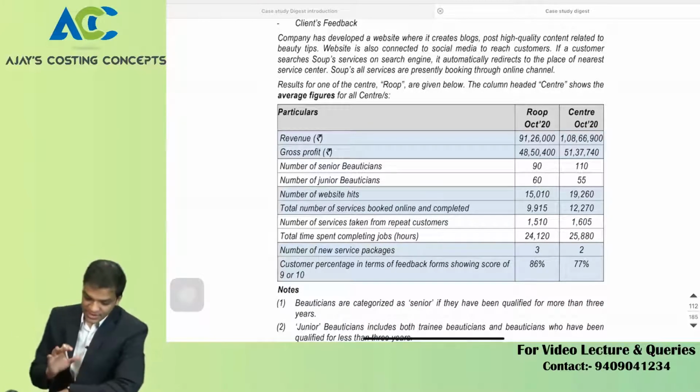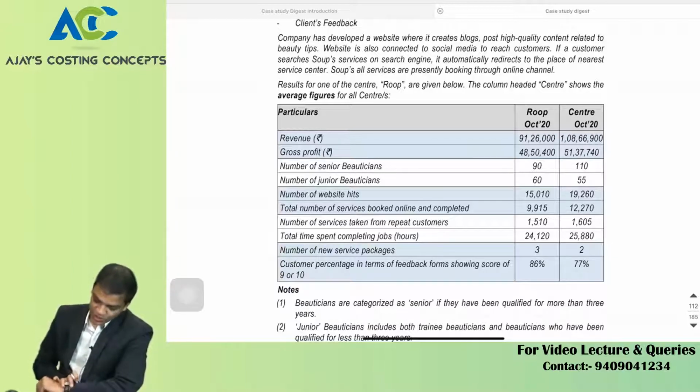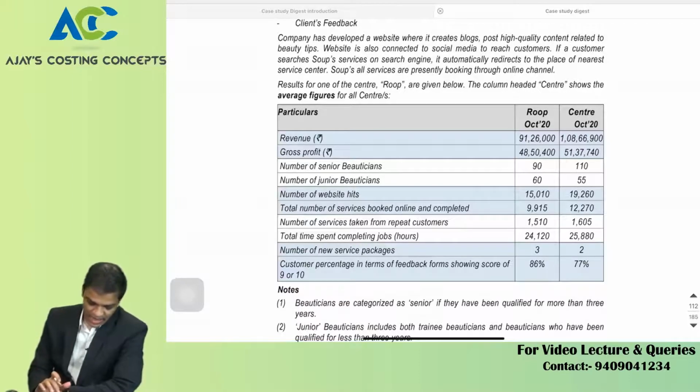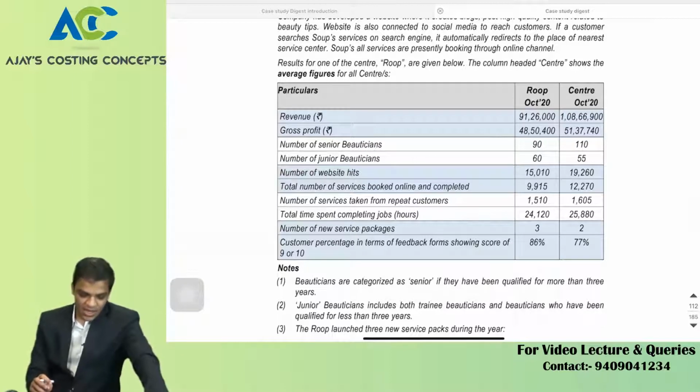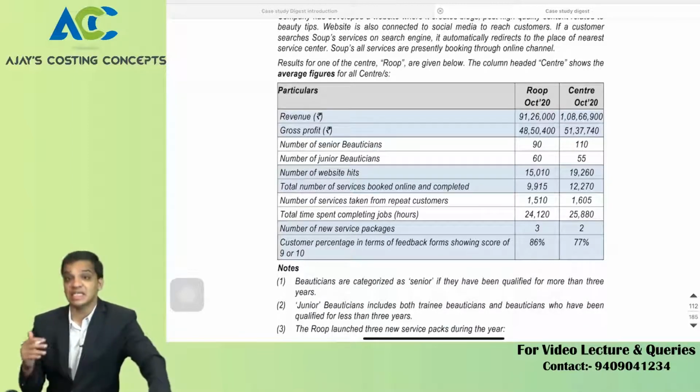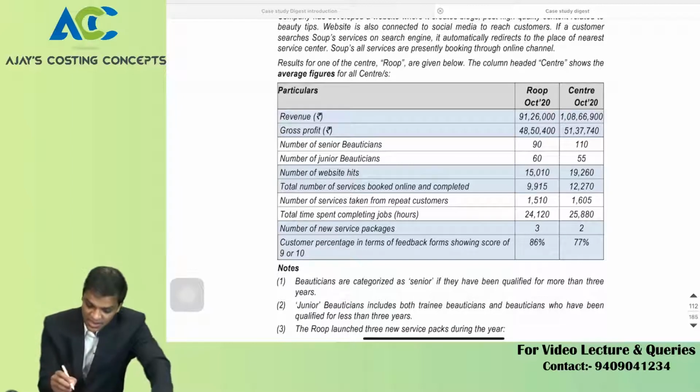There are 2 comparisons that they have been given. So the revenue of ROUP and the average revenue can be calculated. The gross profit is provided. Number of senior beauticians, number of junior beauticians are provided. Number of website hits and number of total services booked online are provided. Number of customers taken, repeat customers.